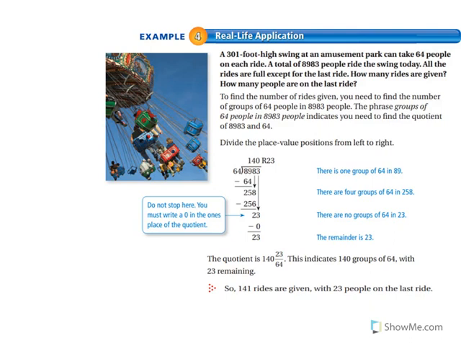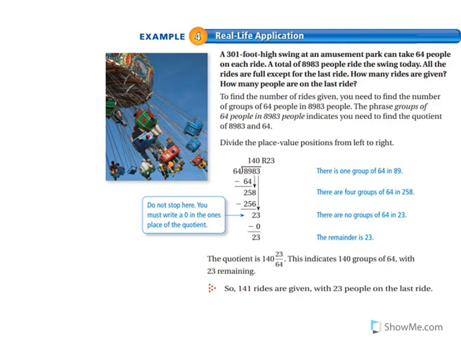All right, so in this problem, it says, a 301-foot-high swing at an amusement park ride can take 64 people on each ride. A total of 8,983 people ride the swing today. All of the rides are full except the last ride. How many rides are given? How many people are on that last ride?